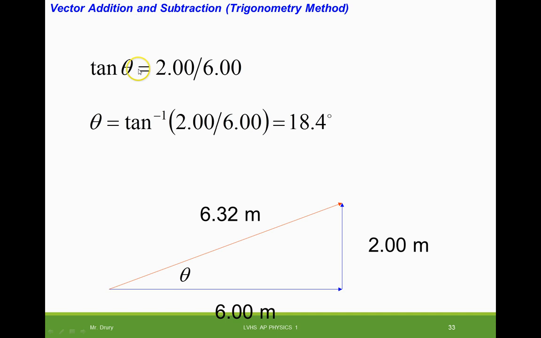All right. So we know the tangent is 2 meters over 6 meters. So we're going to ask the calculator, hey, for that ratio, tell me the angle it works for. And when we do that, it comes out to be 18.4 degrees. So the correct answer of the resultant of the 6 meters in the x, 2 meters in the positive y, would be 6.32 meters at an angle of 18.4 degrees above the horizontal.